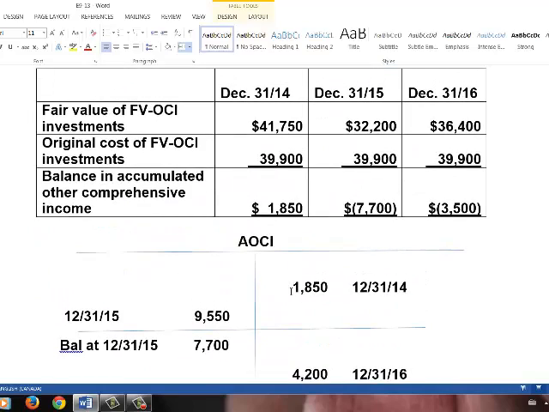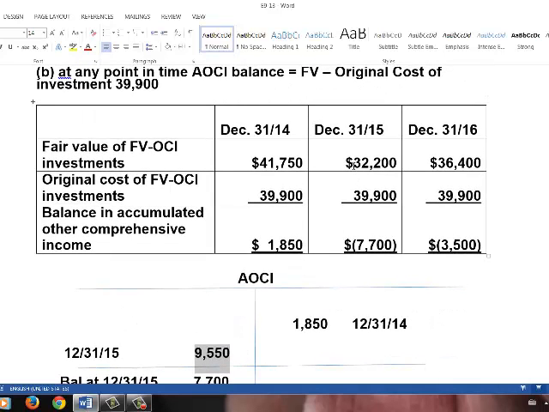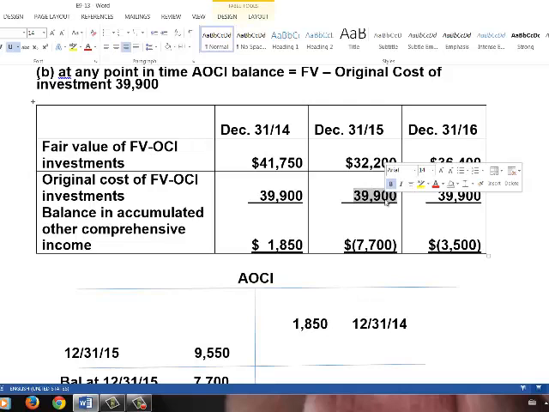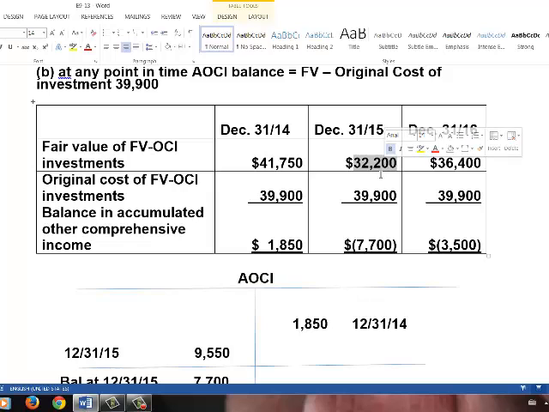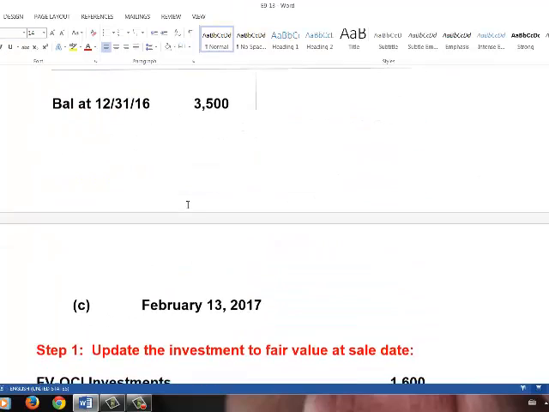It was your $1,850 credit, okay, less your debit of $95.50. We put that in, and again, don't forget your AOCI balance is the difference between what you paid for the investment when you bought it and the fair value at the date for which you're calculating AOCI. So AOCI at the beginning of 2016 is the same as at the end of 2015, and that's your $32,200. So that's how we get a debit balance in AOCI of $7,700, which we've again shown in our T account.